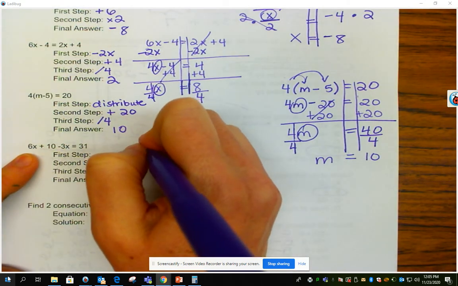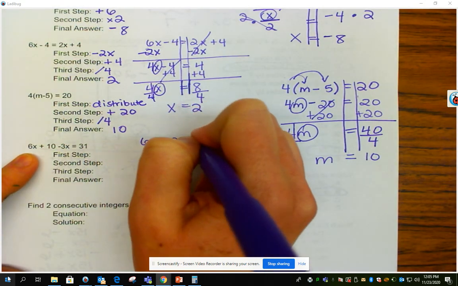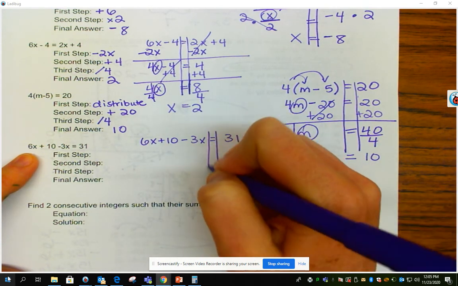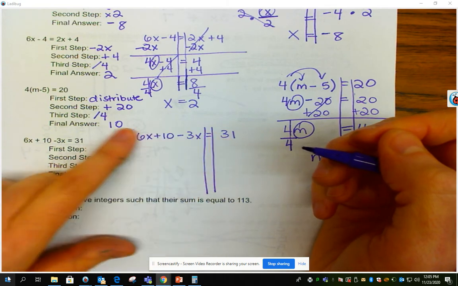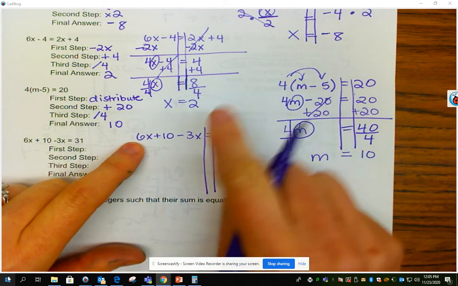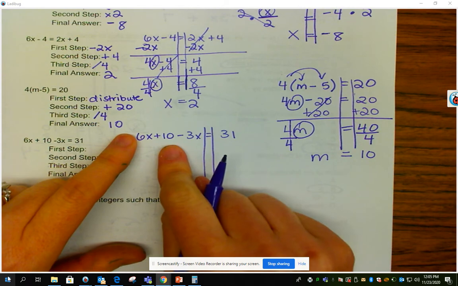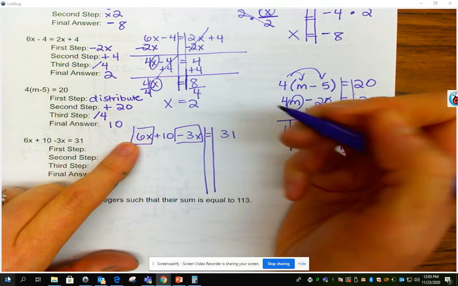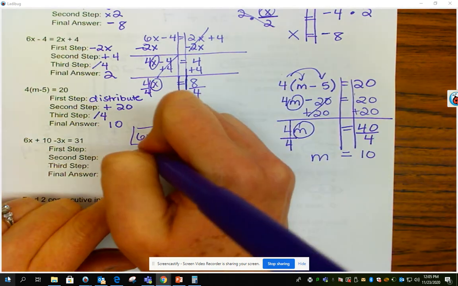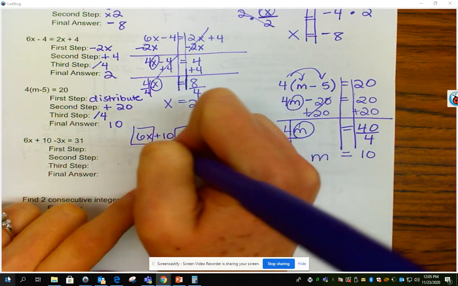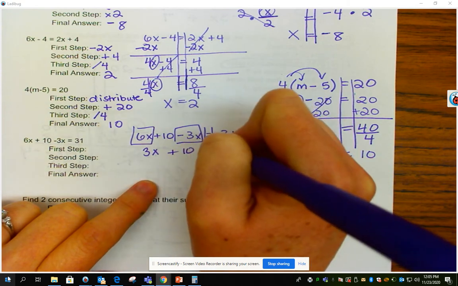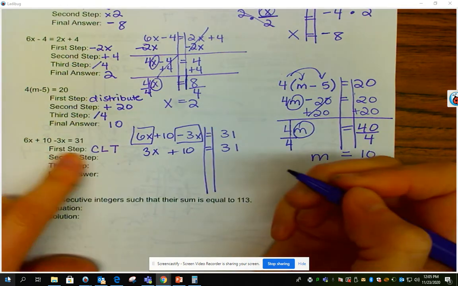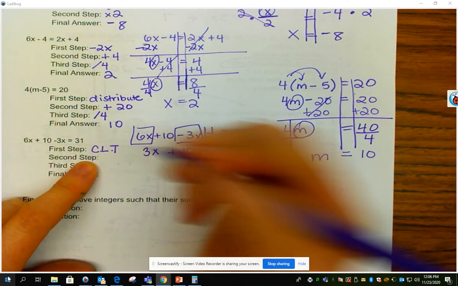We've got 6x plus 10 minus 3x equals 31. Draw my dividers. So there's no parentheses to distribute, but I do see like terms on the same side of the equation. We have a 6x and we have a negative 3x. 6 minus 3 is 3x plus 10 equals 31. So our first step was to combine like terms. You can abbreviate like that, combine like terms.